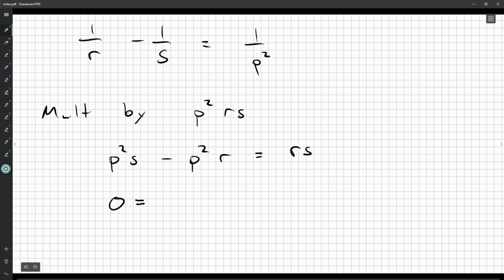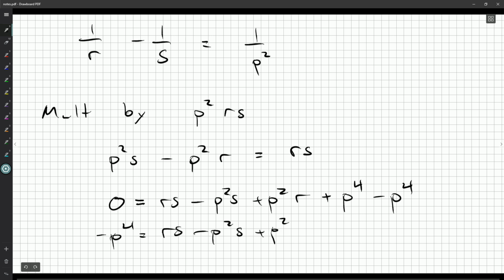So we can rearrange and say this is rs minus p squared s plus p squared r. I'm going to add and subtract p to the 4. And so we'll bring in p to the 4 over here. rs minus p squared s plus p squared r minus p to the 4. And this factors as r minus p squared, which has to line up with the s, and s plus p squared. All right, simple as that.